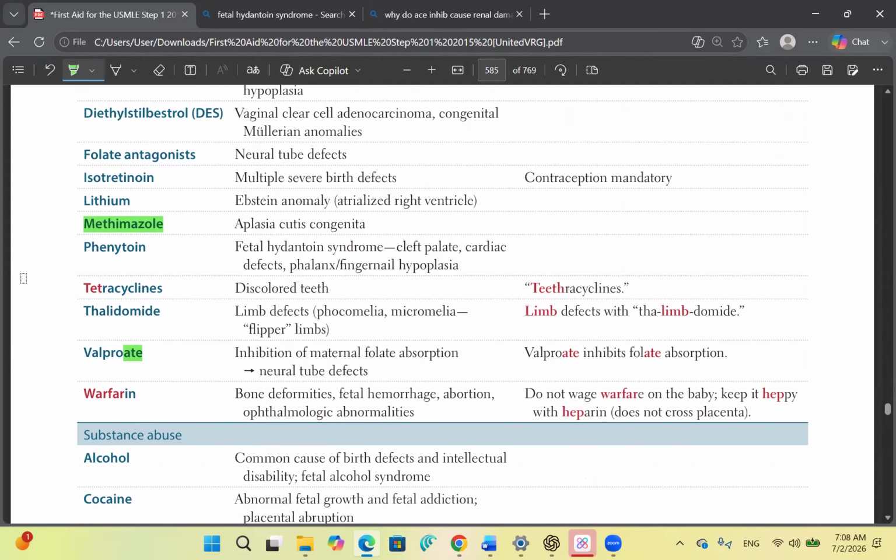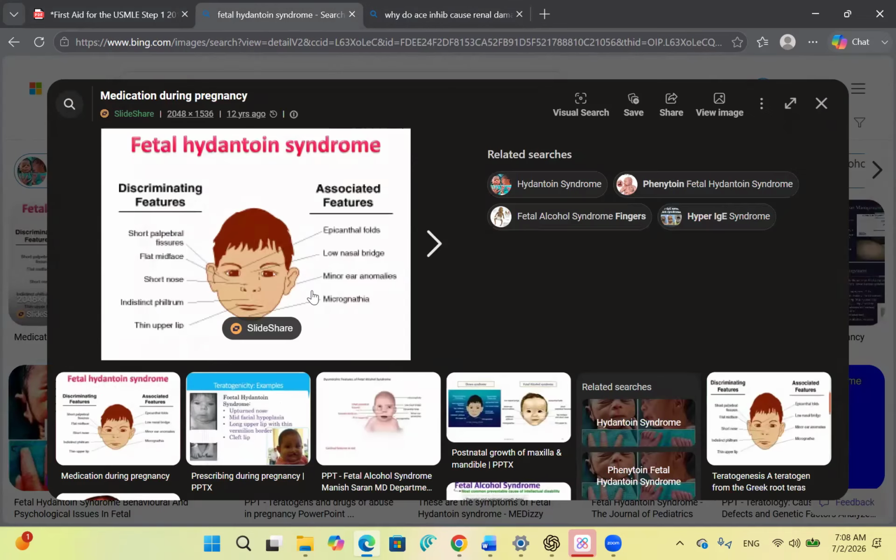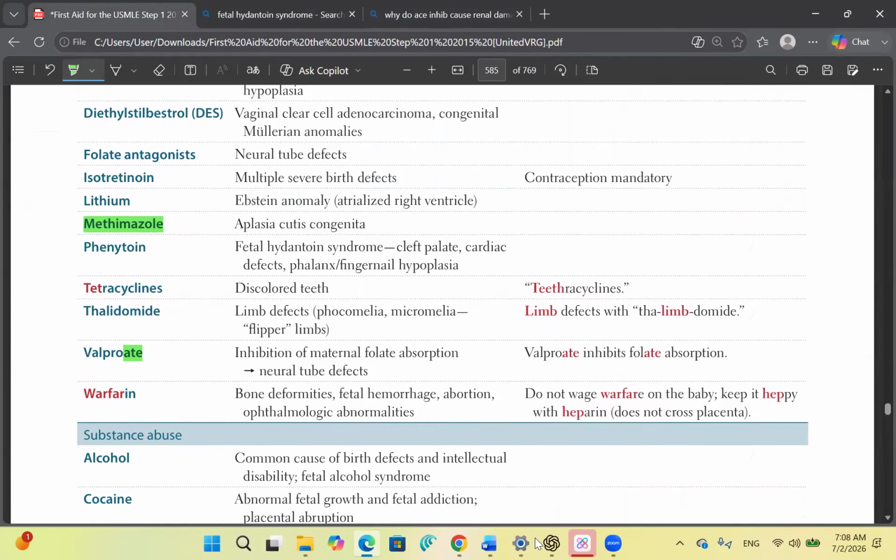We were discussing phenytoin, fetal hydantoin syndrome. It causes short palpebral fissures, flat midface, short nose, indistinct philtrum, thin upper lip, micrognathia, minor ear anomalies, low nasal bridge, and epiphyseal tray. So that's what phenytoin, fetal hydantoin syndrome causes, along with cleft palate, cardiac defects, and nail hypoplasia of the phalanges.